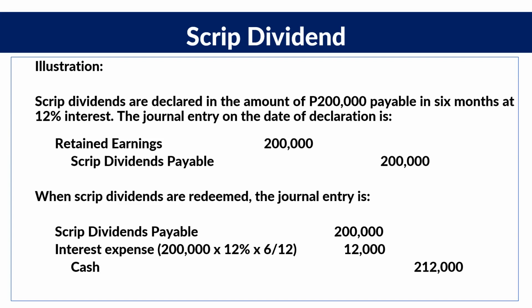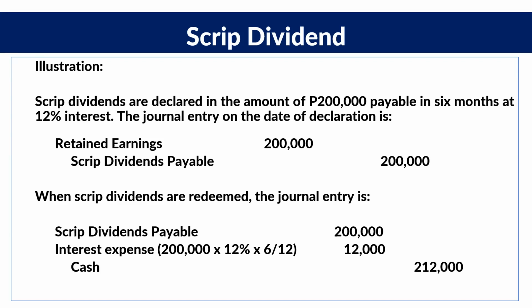Nasa yung scrip dividend. So, we have here illustration. Parang yung nangyari, class, instead of giving out cash immediately, baka wala pang cash yung company or corporation. So, ang gagawin nila, issue lang muna sila ng scrip, no, dividends, or mag-declare lang muna sila ng scrip dividend. Of course, meron siyang interest, no, depending on what is designated or approved by the board of directors.